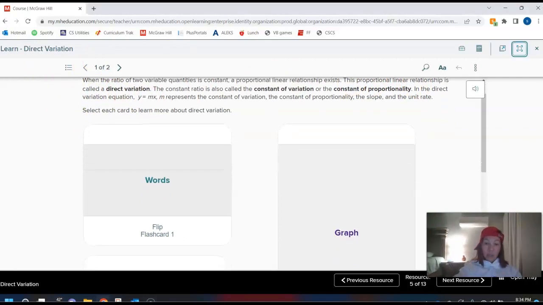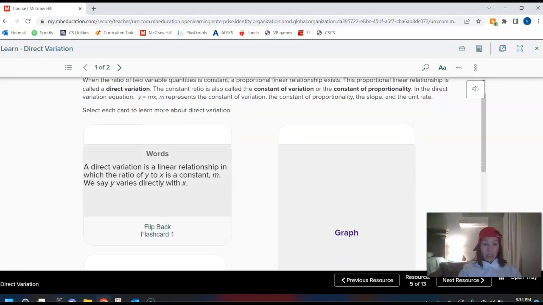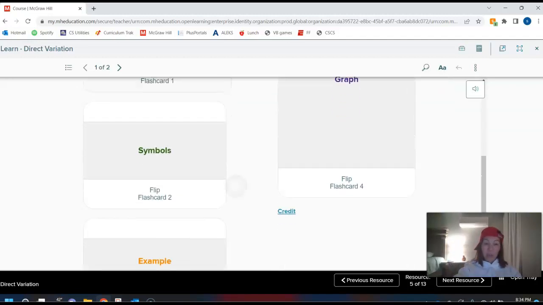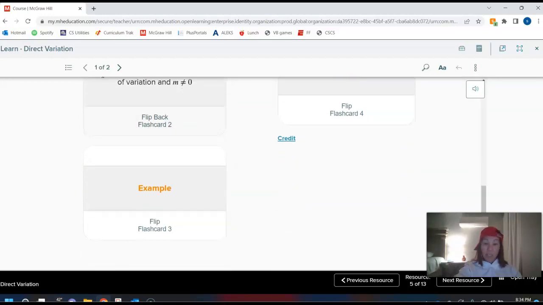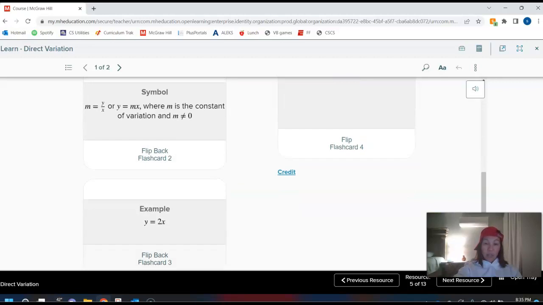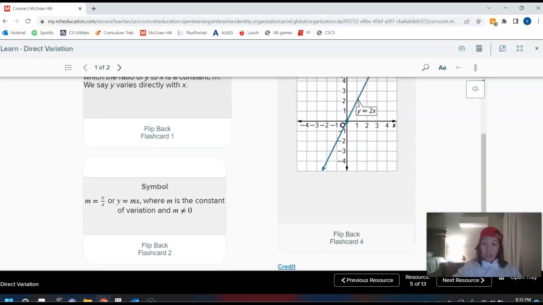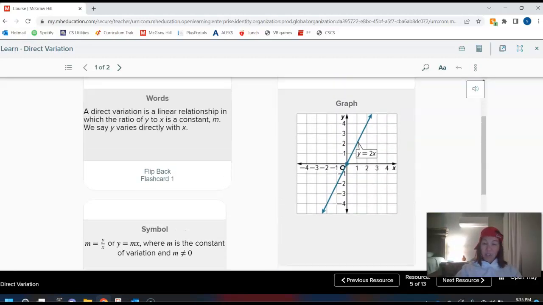Okay, so in words, direct variation looks like this. It's a linear relationship in which the ratio of y to x is a constant m. We say that y varies directly with x. In symbols, it looks like this, y equals mx, or m is y over x. And our example would look like this. So we've actually looked at equations like this, but now instead of just starting at 0, 0 and going up, most of the problems we've looked at have only been in the first quadrant, but this line continues.